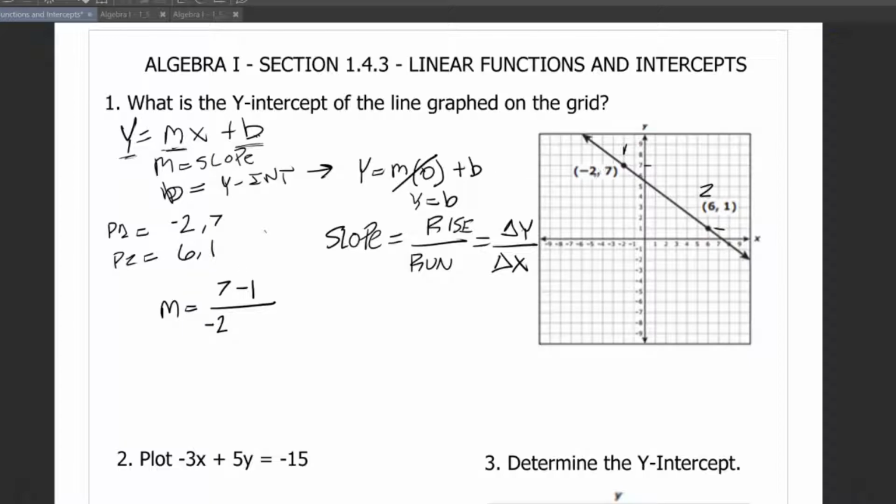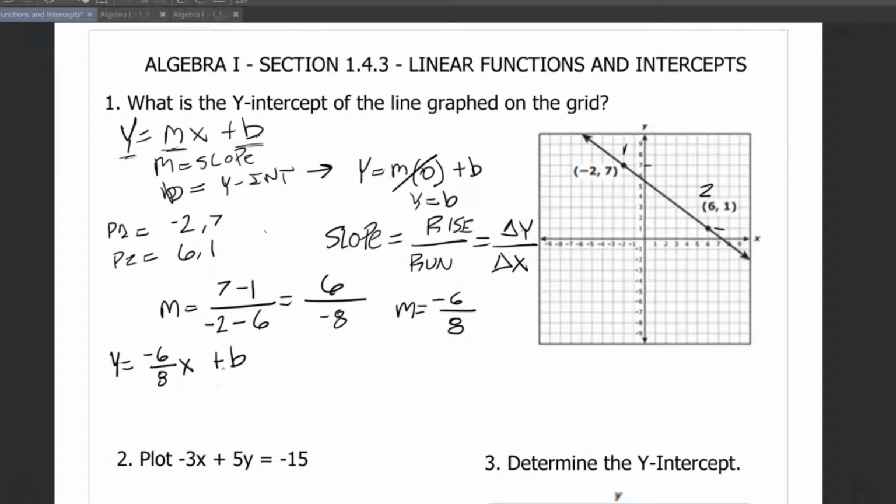Okay? So the change in x, -2 to 6, right? Okay, so what does m equal? That equals 6 over -2 minus 6, which is -8, right? So your slope, and this looks correct because it's negative, equals -6 over 8, right? So our equation right now: y equals -6 over 8 x plus b.